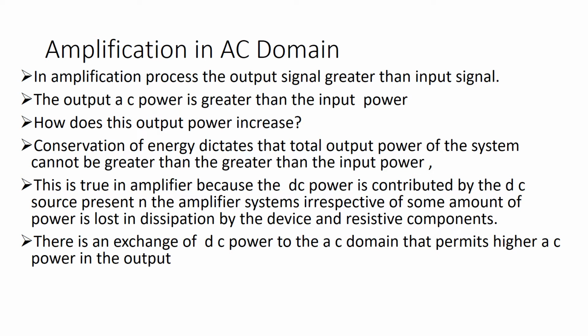This is true in an amplifier because the DC power is contributed by the DC source present in the amplifier system, irrespective of some amount of power lost in dissipation by the device and resistive components. So there is an exchange of DC power to the AC domain that permits higher AC power in the output.